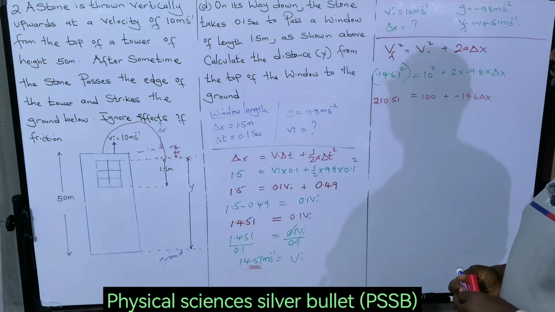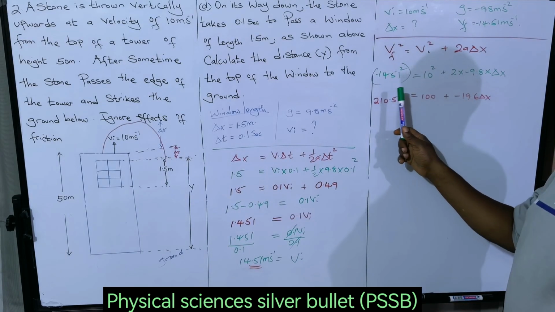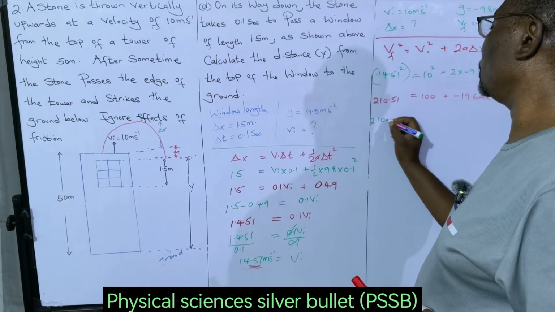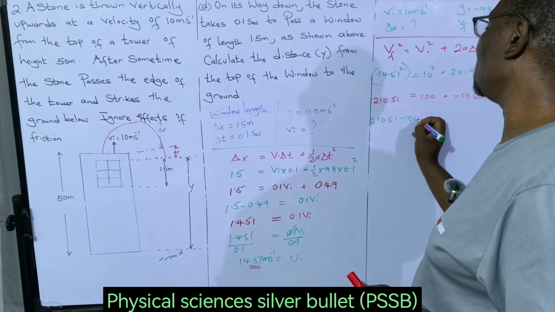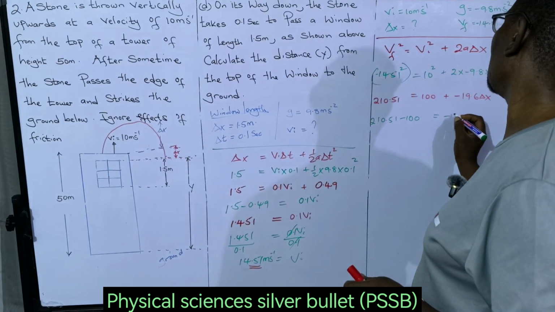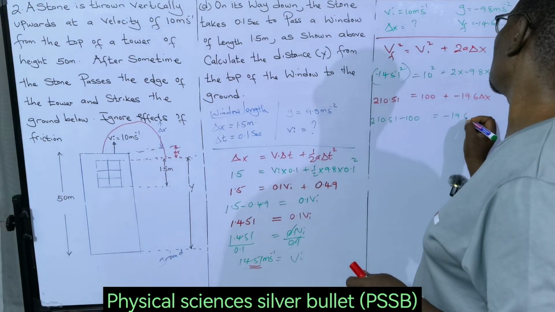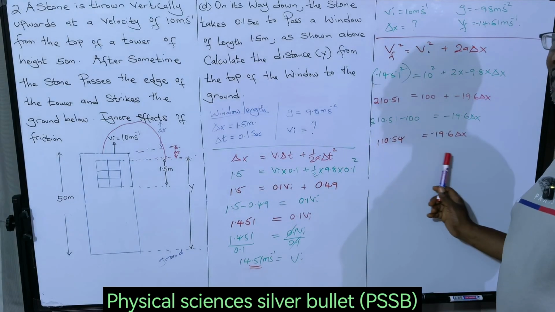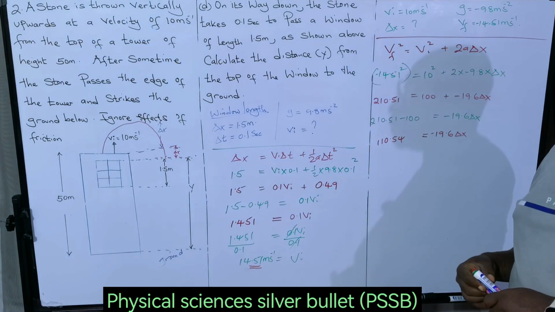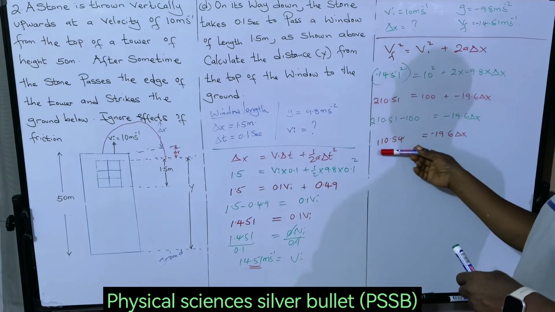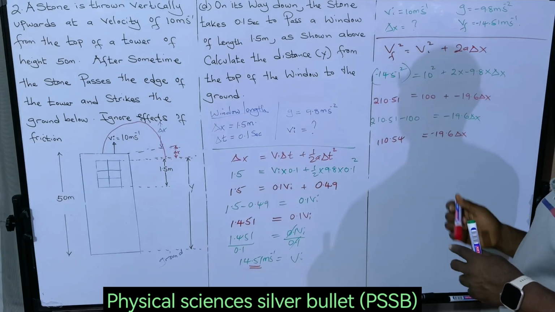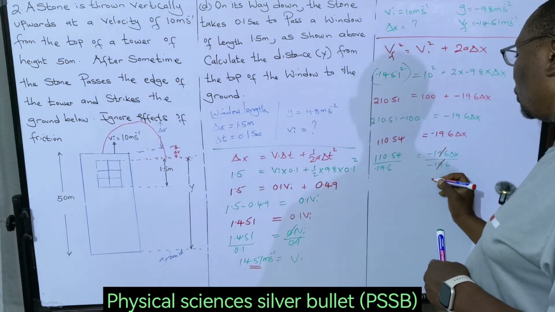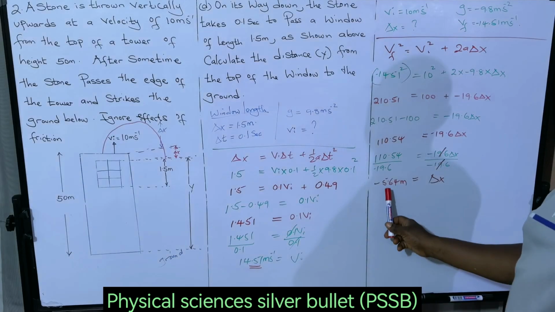So what do we do? We collect like terms. We take this side because they are like. So you're going to have 14.51 squared minus 100, giving us negative 19.6 delta X. Yeah, so we reach this stage, and what do we do? We proceed and get delta X by dividing both sides by negative 19.6. So at this level, we get our delta X as negative 5.64 meters.